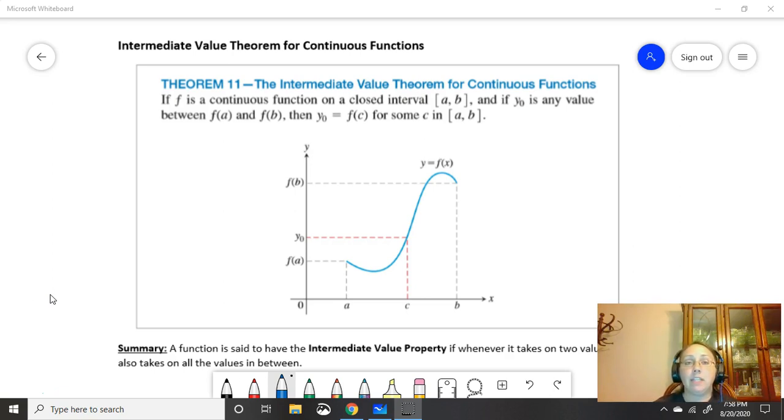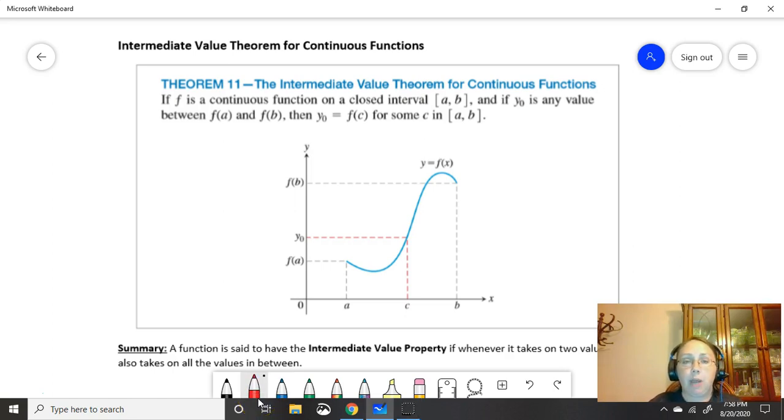If f is a continuous function, remember what continuous means. You can trace the curve without picking up your pencil on a closed interval from a to b. So it starts at a, ends at b. If y0 is any value between f of a and f of b, then y0 equals f of c for some c in a and b. All right, what is this theorem telling us? That's what we need to discuss.